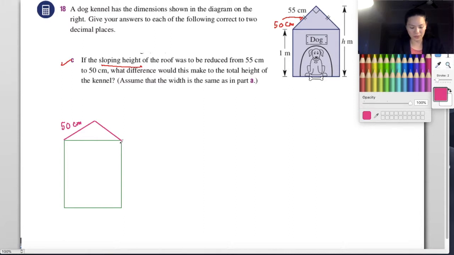Do you remember the number of the width? They said that the width has to be the same. So all of this is the same number, 77.78, and you divide it by 2, so just this part is 38.89 centimeters. Do you remember that we calculated it before from A? Next one: what difference would it make to the total height of the canal? The width is the same.